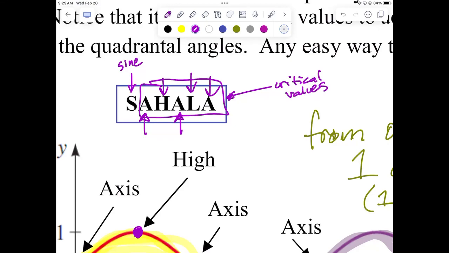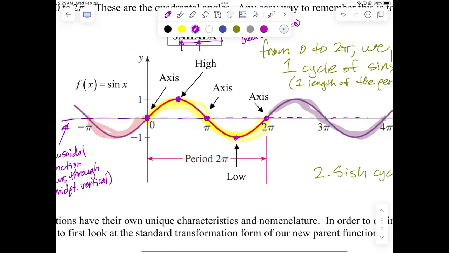They're the critical values, the A, H, A, L, and A. You need 5 of them. You need 5 critical values for one cycle. So the Sahala method tells you where to put those critical values to create one cycle. Okay? So we call that the Sahala method.